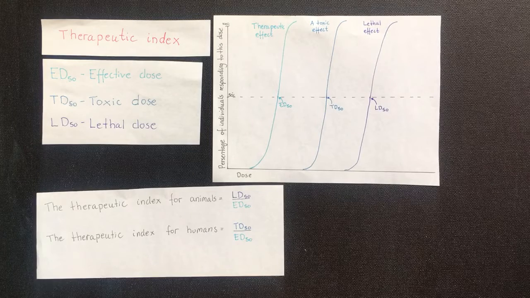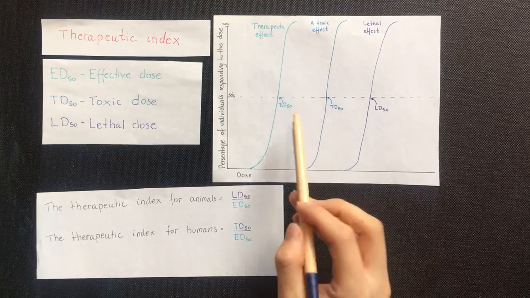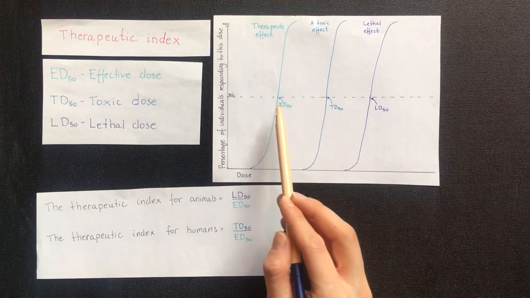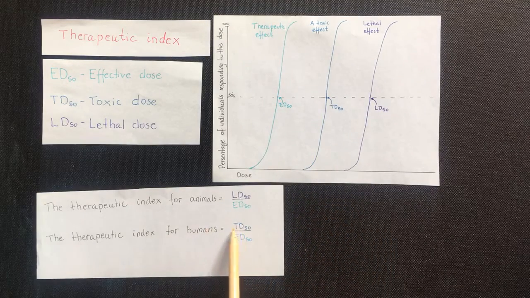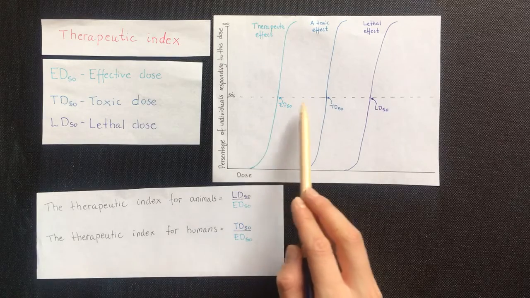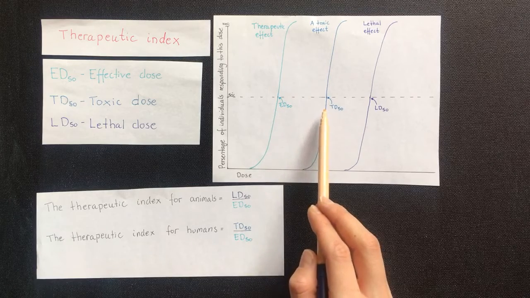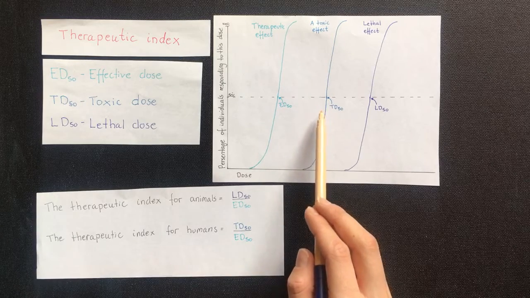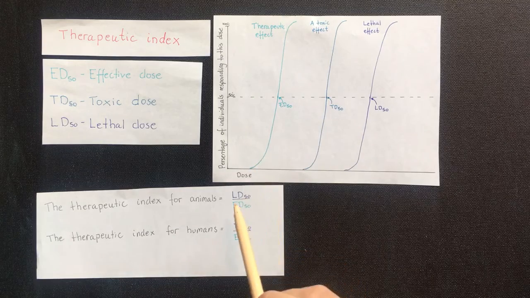So actually, the smaller the value of the therapeutic index, the more dangerous the drug and the greater need for careful control in how and when we take the drug. Meaning that if these two values, now we're talking for humans, it's between toxic dose and effective dose. So if these two are quite close together, that means that we need to be more careful when we take the drug. That makes sense, right?